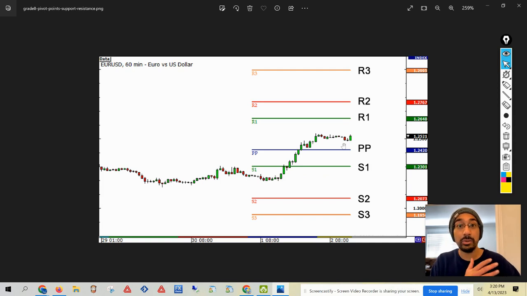So these lines will be there throughout the day. They're not going to change. They will be there plotting basically for you where, according to whatever has happened in the day prior, what is the likelihood of price going to a certain resistance level or a support level. So it's very simple.